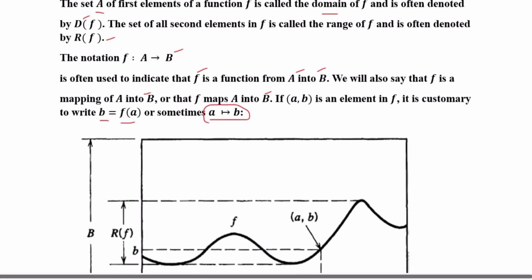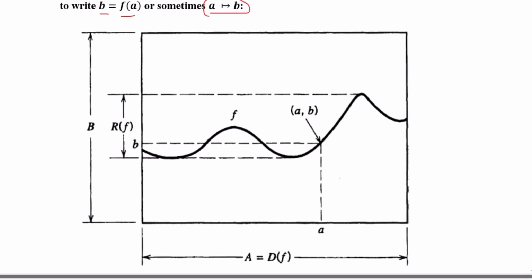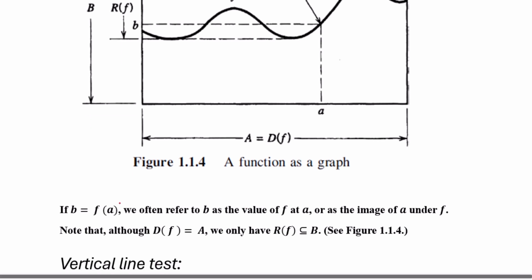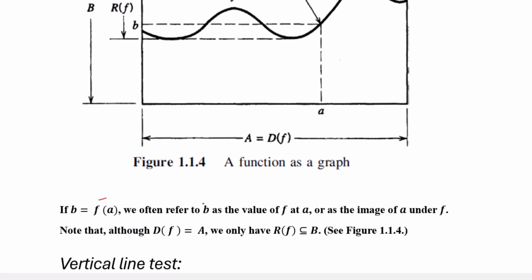This is the image, which represents one of the important concepts here. If b is equal to f of a, we often refer to b as the value of f at a, or it is called the image of a under f. Note that although the domain of f is always A, the range of f is always a subset of B. This is important.